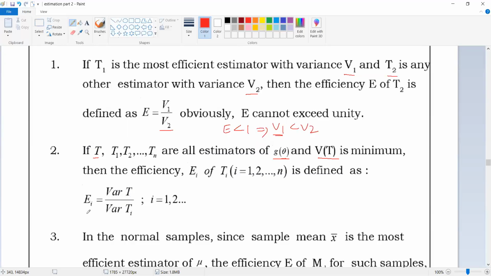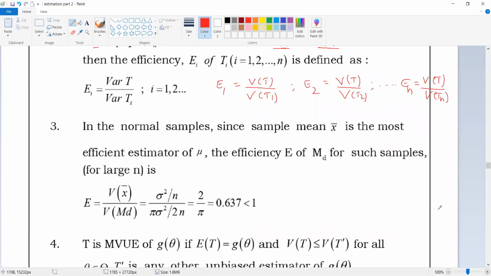Using this formula, the efficiency of T1 is equal to variance of T by variance of T1. To calculate the efficiency of T2, it is variance of T by variance of T2, because T has the minimum variance. This is the most efficient estimator. To calculate the efficiency of the other estimators, we use the most efficient estimator. Similarly, you calculate the remaining: En is equal to variance of T by variance of Tn.